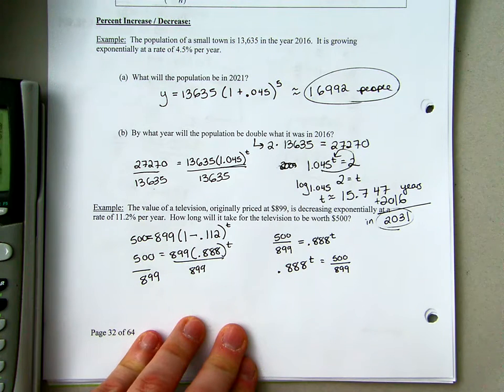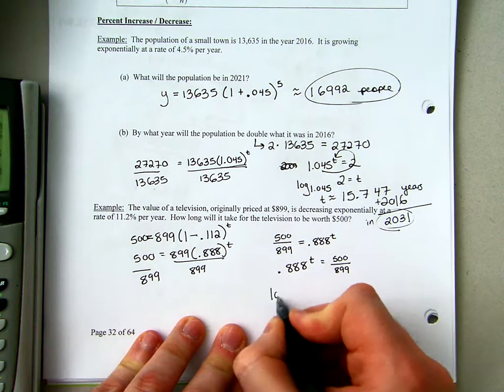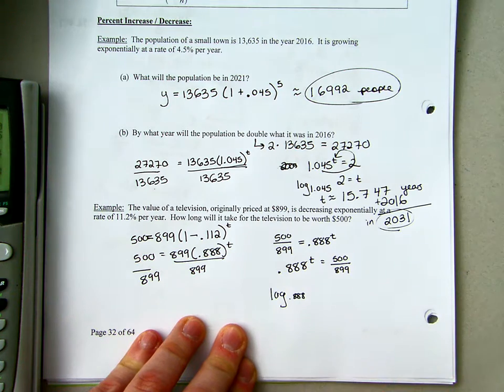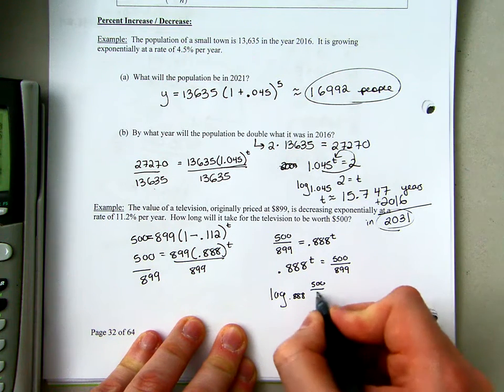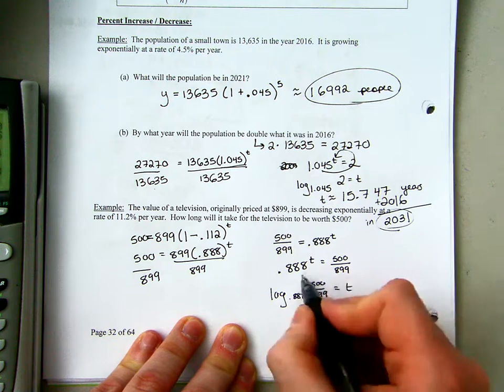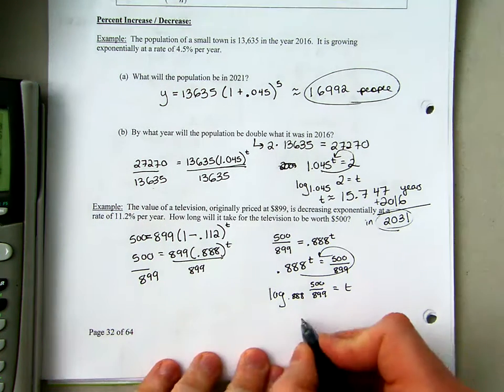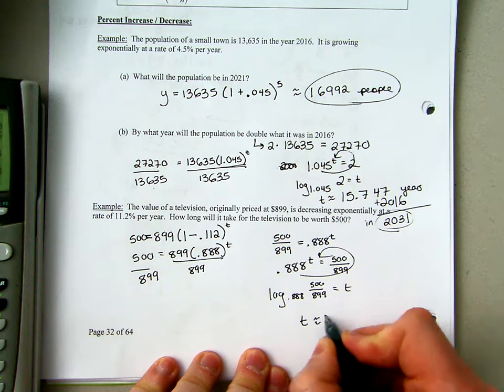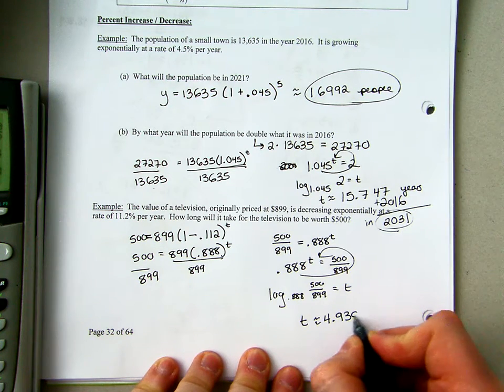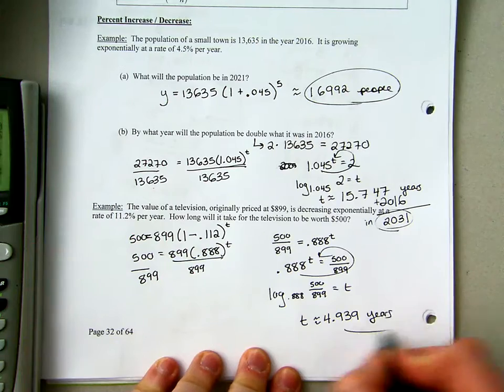Eli, what's the base? Log base what? Log base 0.888 of what? Equals t. Yes? 1.939. Who has typed this in and has an answer? Shreya. Can't hear you. 4.939 years.